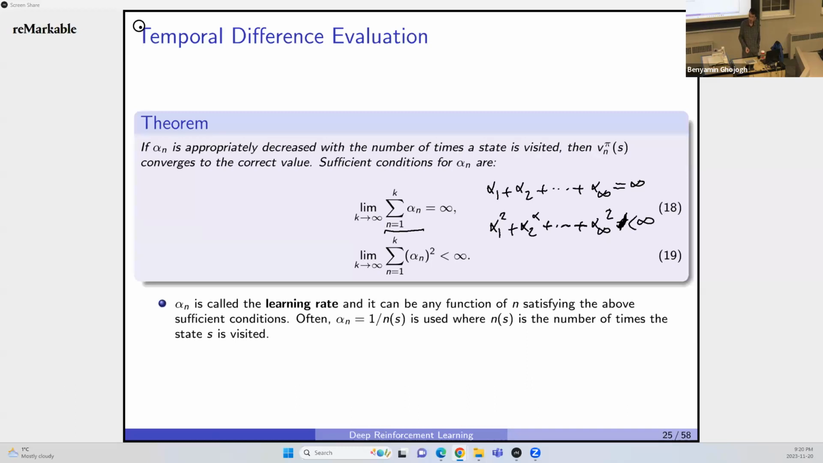An example is 1 over n. For example, what do I mean? Let me think. 1 over 1 plus 1 over 2 plus 1 over 3, etc. It becomes infinite, I guess. You need to calculate this summation. Recall calculus 1. But 1 over 1 plus 1 over 4 plus 1 over 9, etc. doesn't become infinite. Okay?